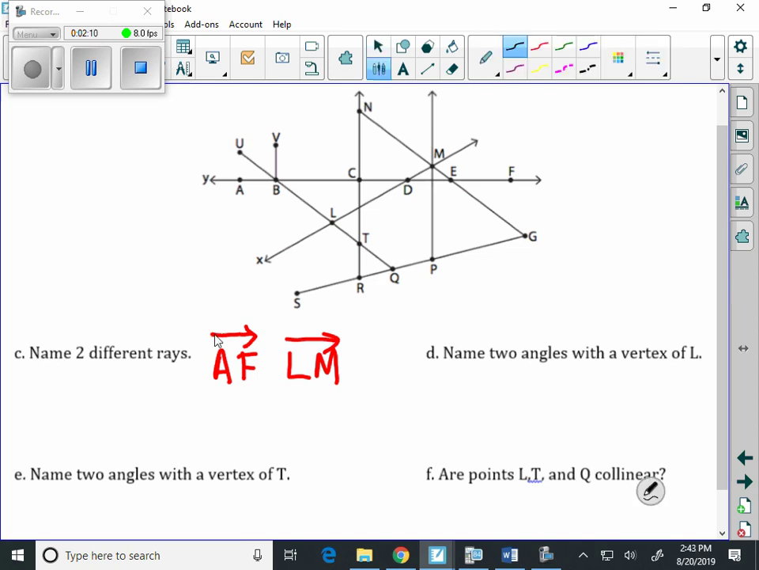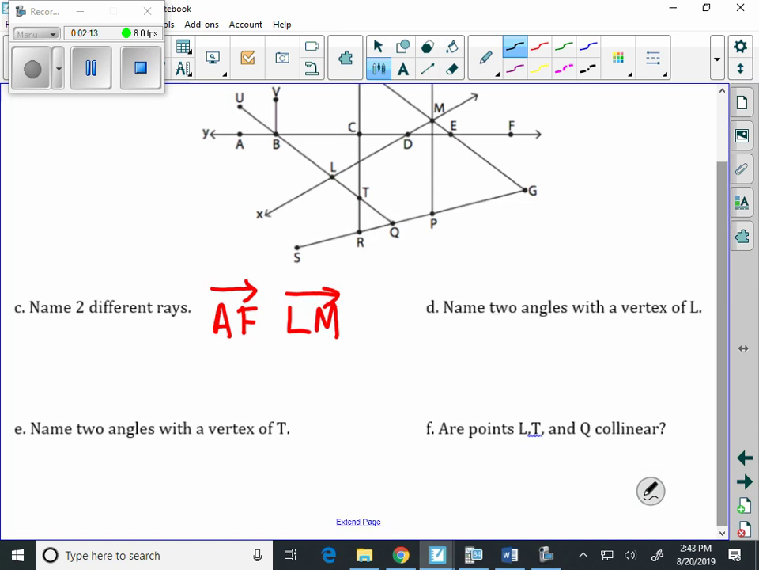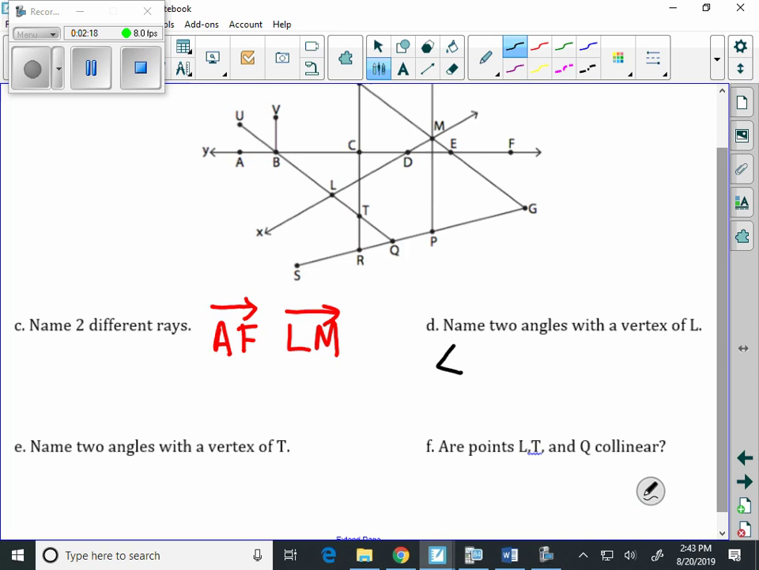Name two angles with a vertex of L. I kind of make my angle as a sideways V. But how about angle BLD? Or we can say angle BLT. Notice that the L, which is the vertex of the angle, is in the middle of our three letters.